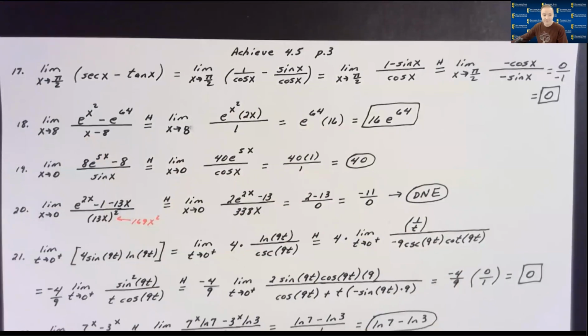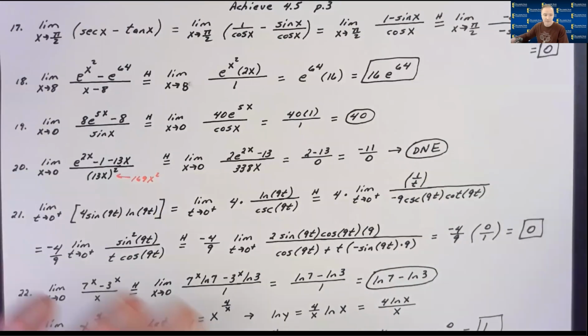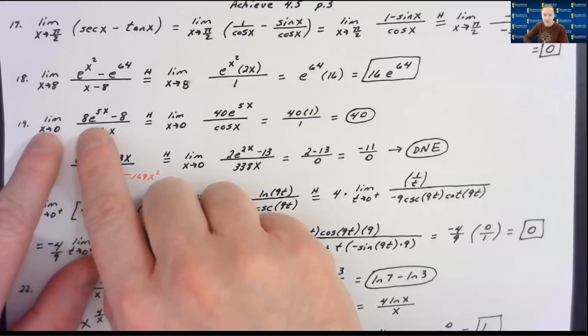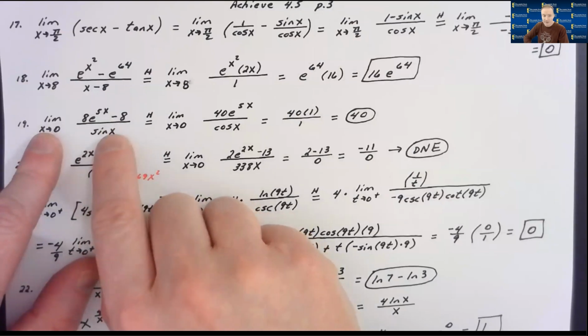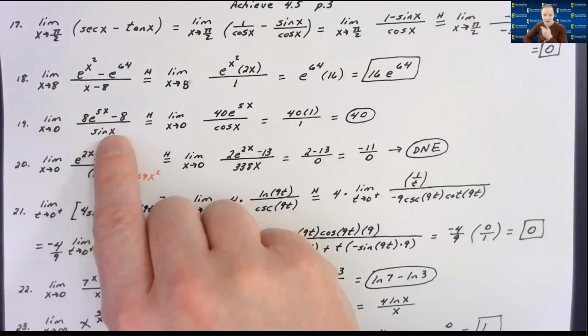For 19, we have the limit as x approaches 0 of 8e to the 5x minus 8 divided by the sine of x. So when I'm thinking of this problem, I can say, all right, can I go ahead and plug in a 0?